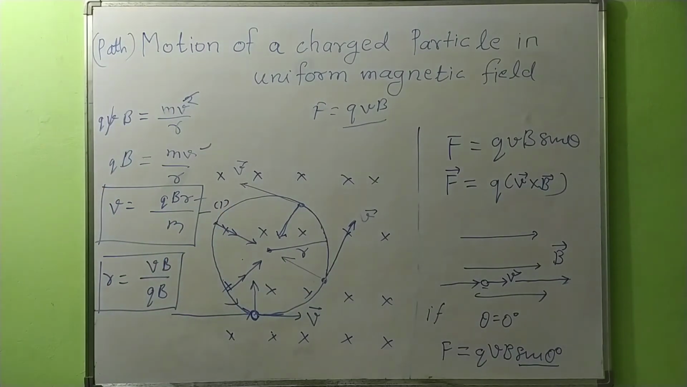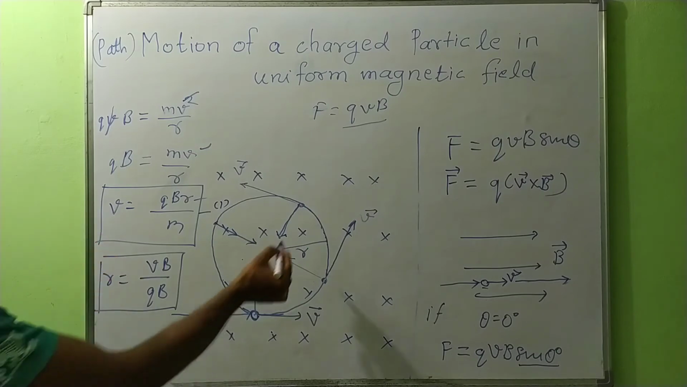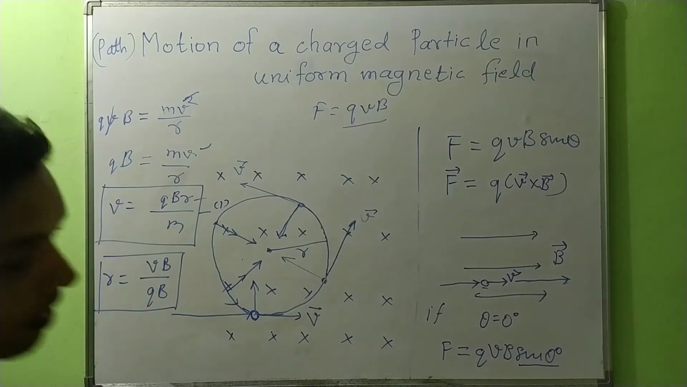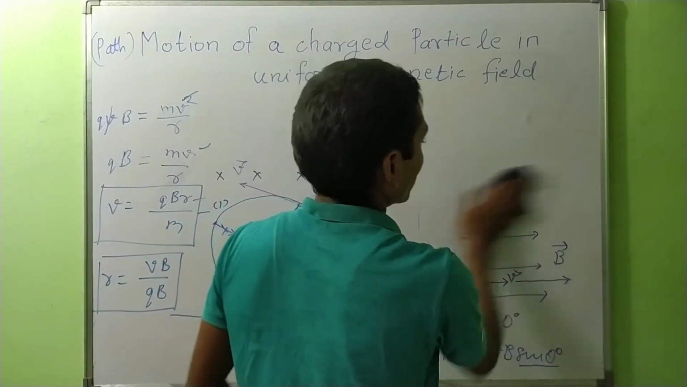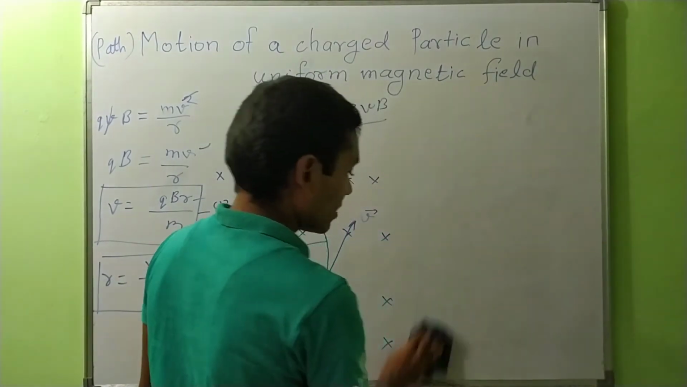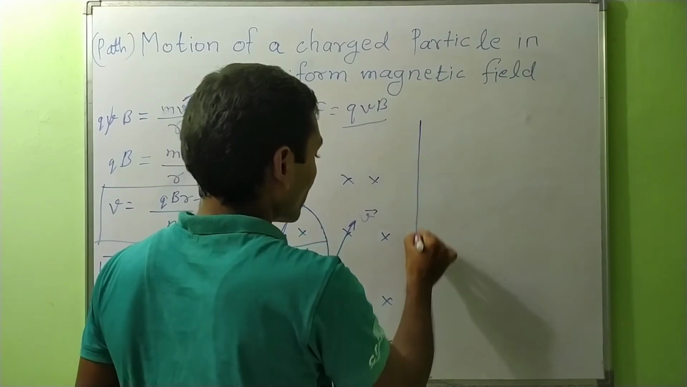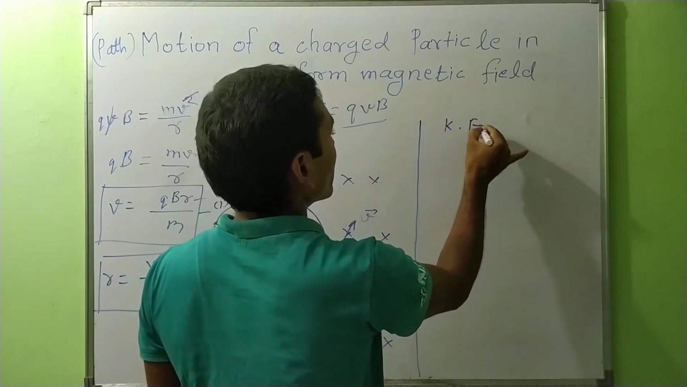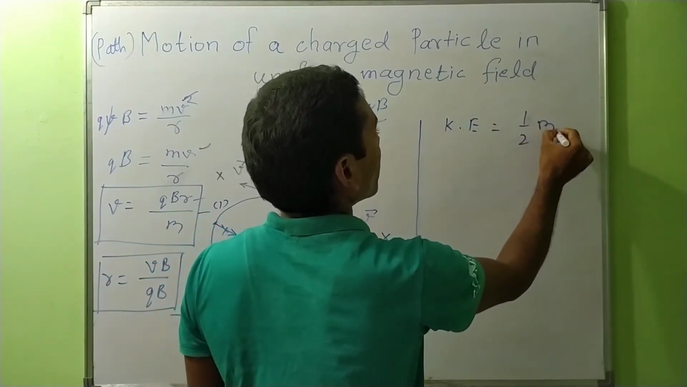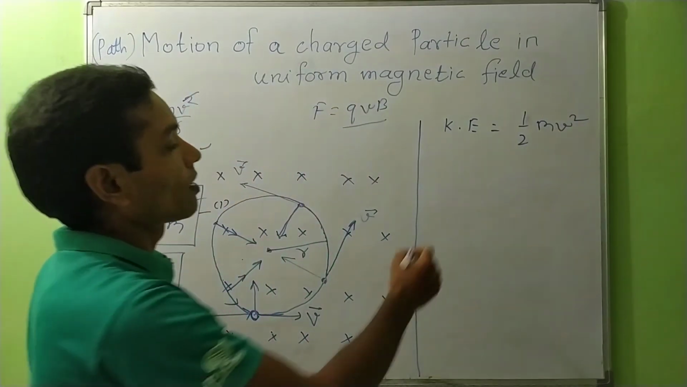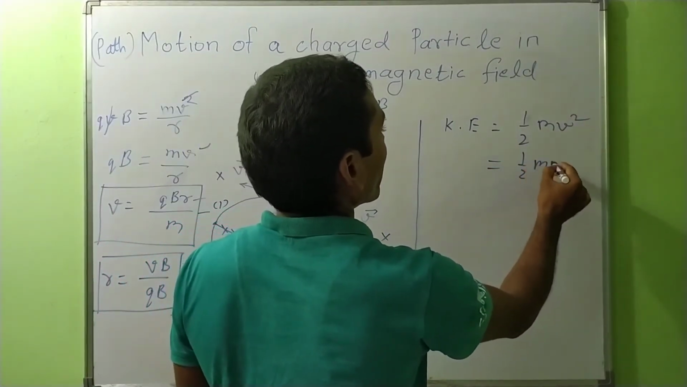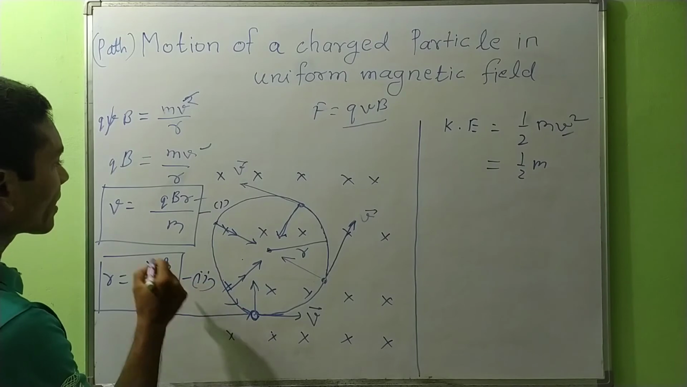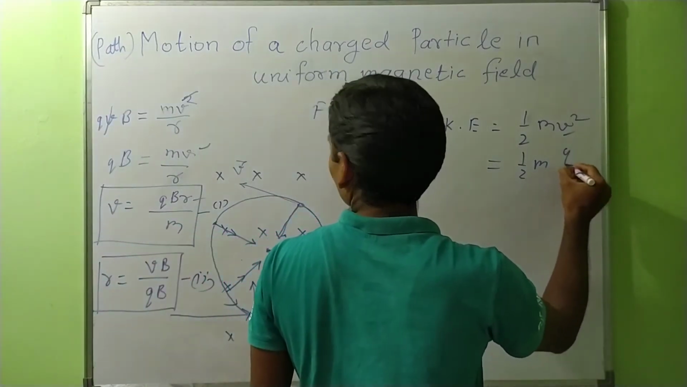We can find the kinetic energy of this moving charged particle in the uniform magnetic field. So what will be the kinetic energy? Here we will discuss the kinetic energy, because the moving charged particle has the velocity v, then the kinetic energy is half mv squared. Okay, here half m, on putting the value of v from equation first, let this be equation second.